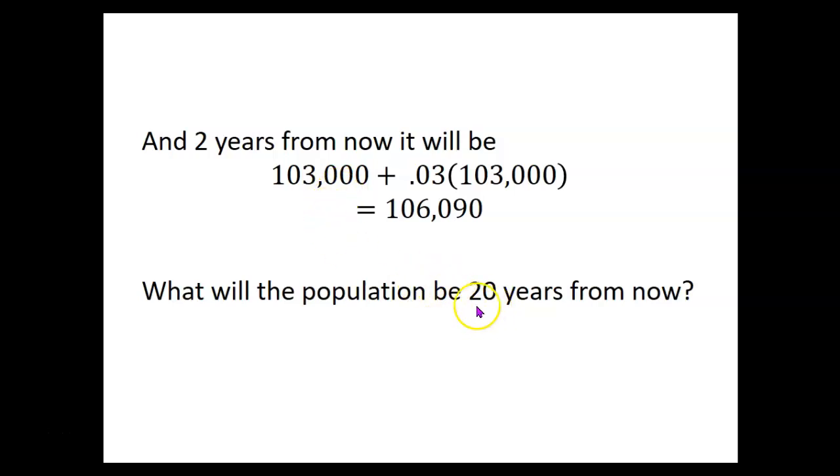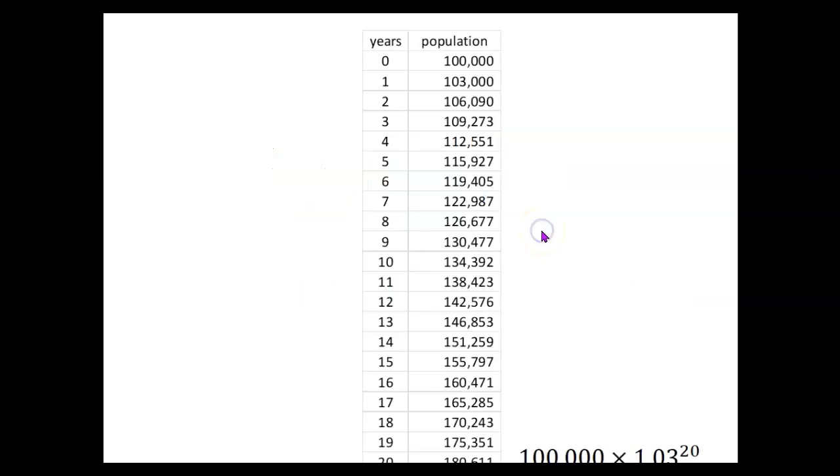What would it be 20 years from now? Well, if it really did just grow by 3,000 people a year, then in 20 years it would have grown by 60,000 people. But that's not exactly what's happening. Here's the chart showing the population from year to year if it really does grow by 3% each year. And the thing is, the bigger the population gets, the more of an increase you see. 3% of a big number is bigger than 3% of a smaller number.